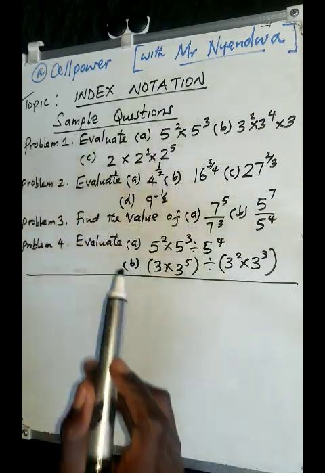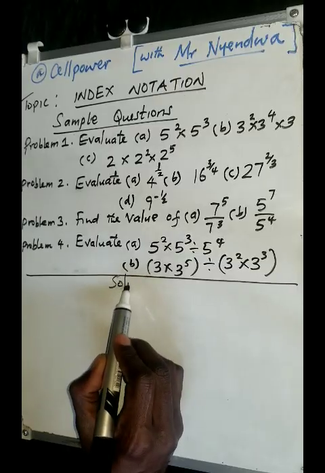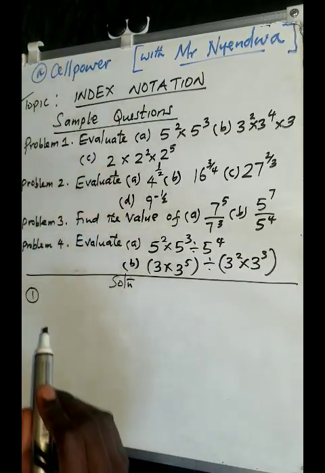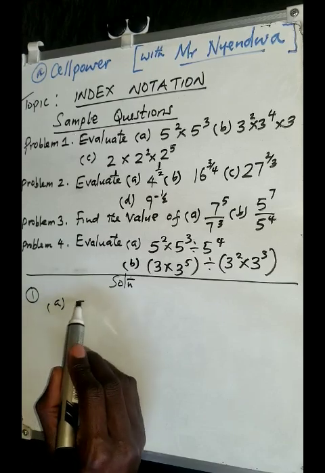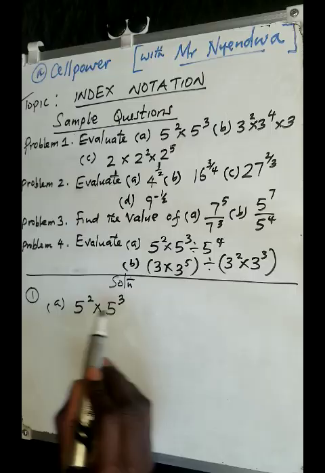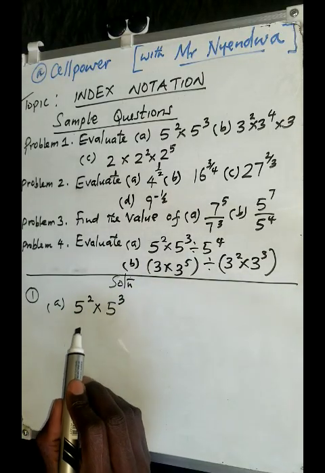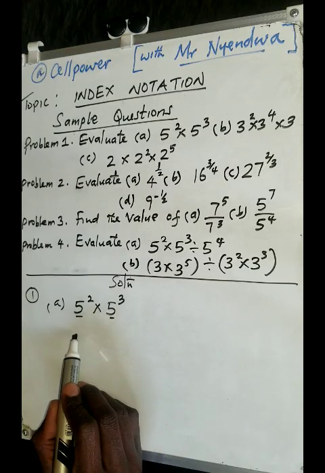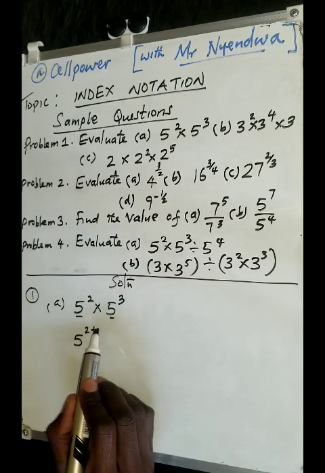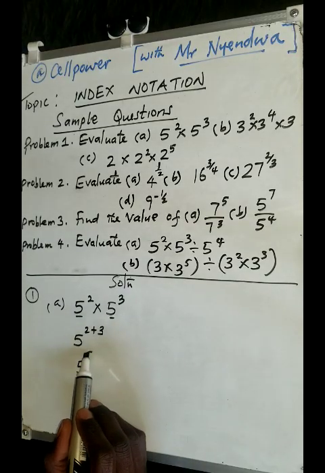So it says evaluate. If you look at our solution, our first part there says evaluate. They have given us a scenario: 5 raised to the power 2 multiplied by 5 raised to the power 3. We can apply that rule of exponent that we talked about. If the bases are the same, you just take the base, then what do you do to the power? You add them, so it will be 2 plus 3. So it is going to be 5. 2 plus 3 will give us 5.